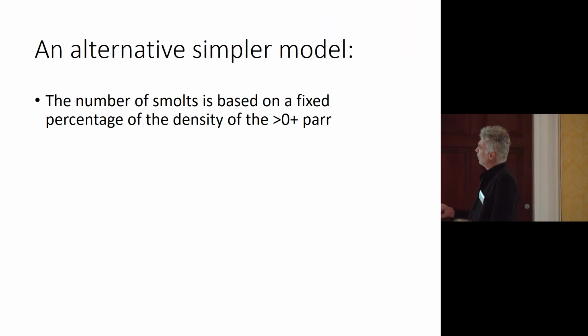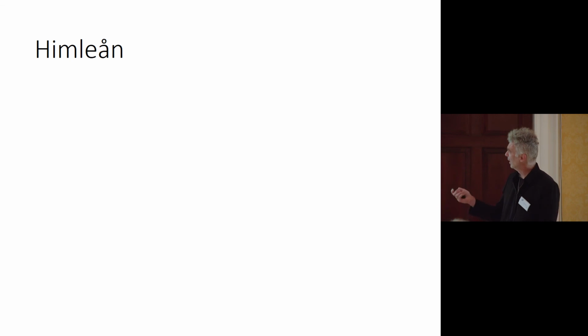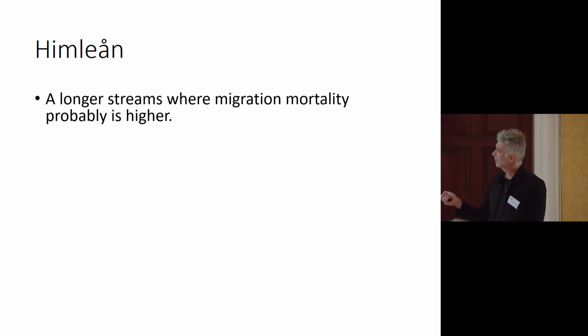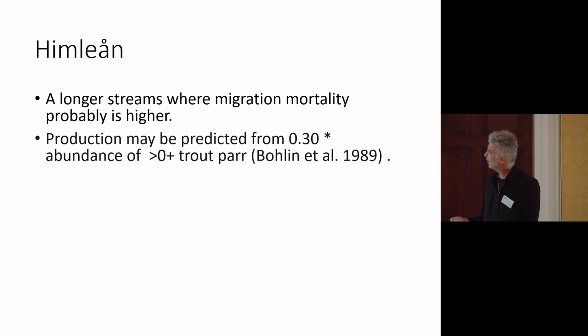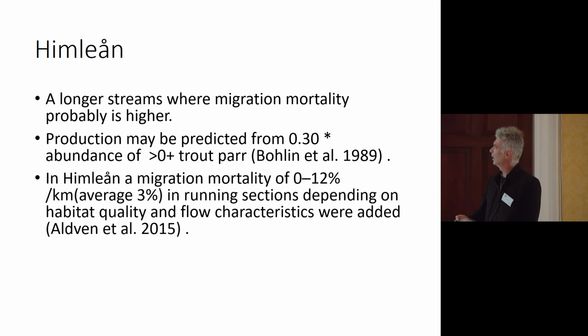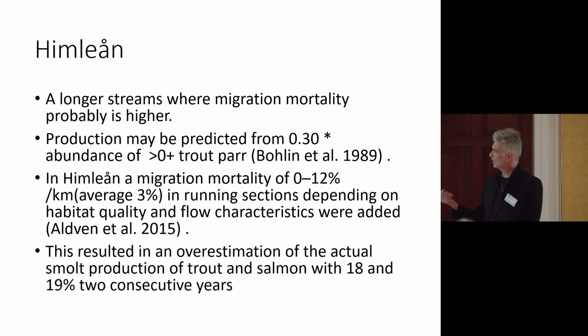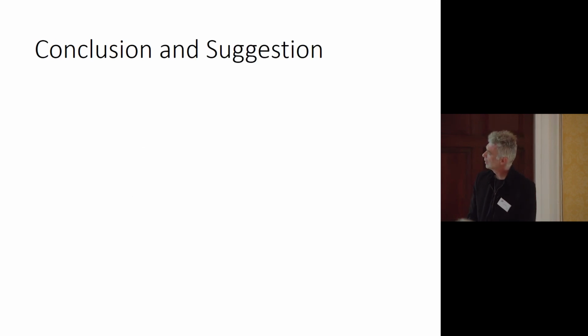You can also have a simpler model where we base the system on a fixed percentage of its density, and then apply a mortality potential to this. That's been done in Himlån, where the migration mortality is probably higher. Here we added production from 30% of the abundance of the 0+ fish. And then we add a mortality rate, and this resulted in an overestimation of between 18 and 90%. So it's still acceptable, I would say. It's not really that good, but when we try to improve the data we put in, I think we can get even better results here.